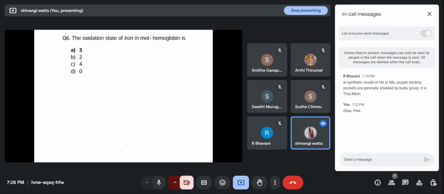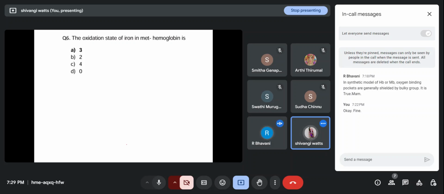Okay, so moving to the next question. The oxidation state of iron in methemoglobin is. 3, ma'am. Yeah, iron is present in plus 3 oxidation state. Then only we will call it methemoglobin.